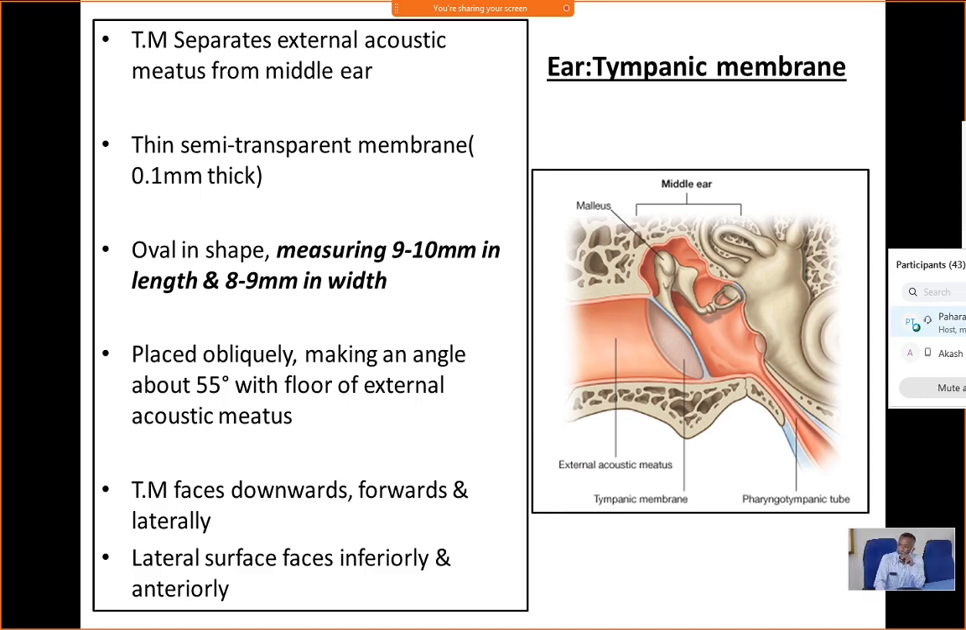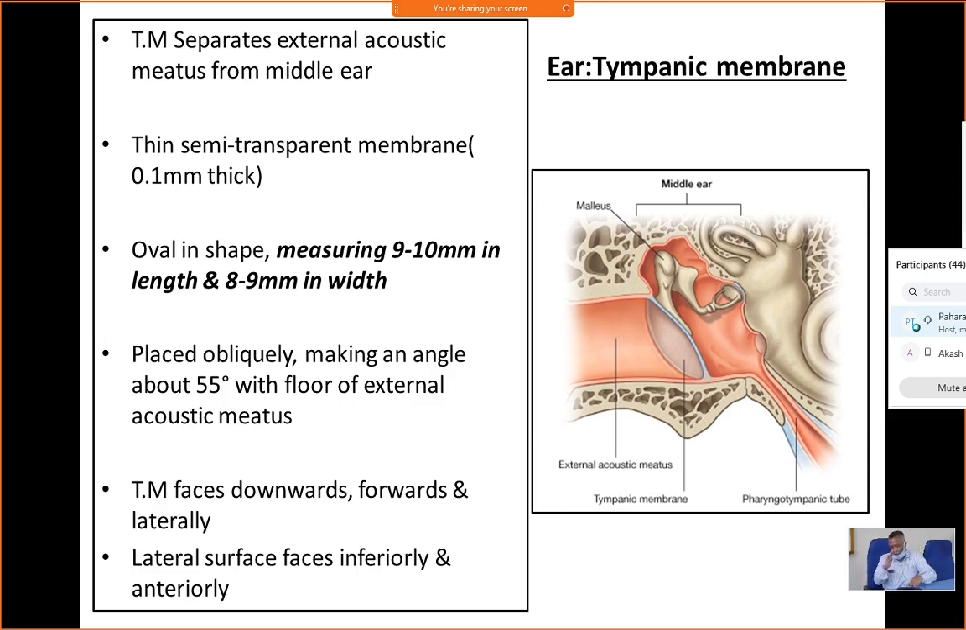The shape is oval, measuring around 9 to 10 millimeter in length. So if you measure from the upper part to the lower part, it is 9 to 10 millimeter, while the width, which means the anteroposterior diameter, is 8 to 9 millimeter. It is not placed straight vertically, it is placed obliquely.